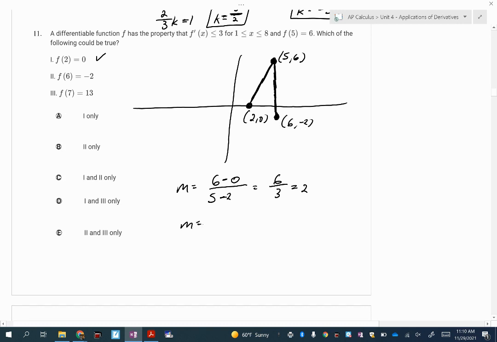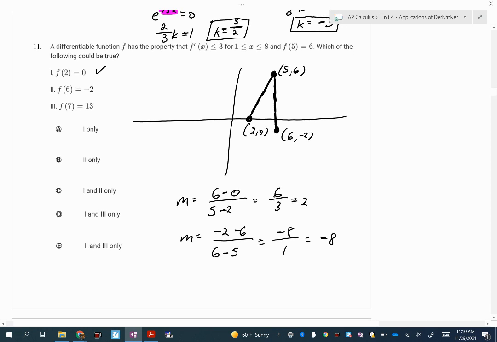So the slope for that one is going to be negative 2 minus 6 over 6 minus 5. So that's going to be negative 8 over 1, which is negative 8. Is that less than or equal to 3? It is. So that one works. Let's try the last one. 7, 13. So that's way up here.